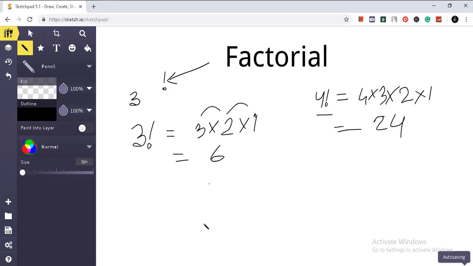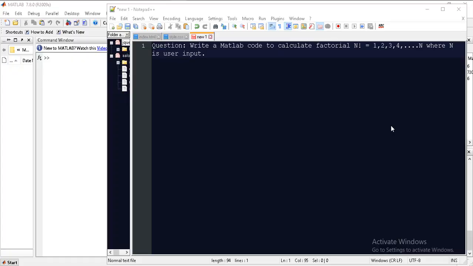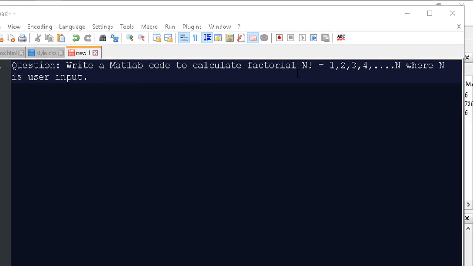Then let's go to MATLAB. Now, this is our question. Write a MATLAB code to calculate factorial n, where n is 1, 2, 3, 4, up to n, and n is our input. So n is our input number, any number: 1, 2, 5, 100, 200, 1000, whatever you want. Then we will find the factorial of this number.